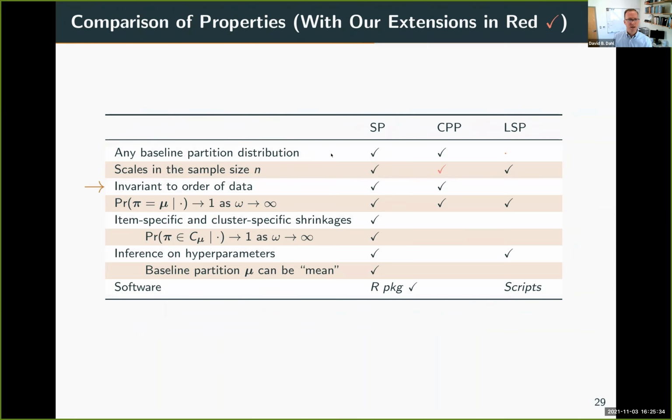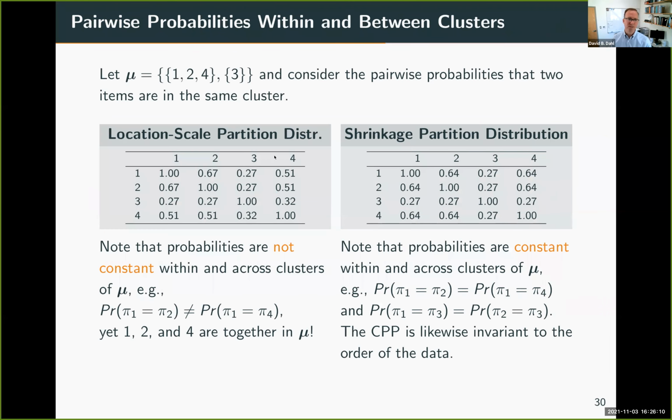Well, recall that the shrinkage partition distribution introduced a permutation to govern the order in which we allocate items into the clustering, and we put a uniform prior on that so we could then randomize over the order. That then makes our data analysis invariant to the order in which we allocate items. The CPP is also invariant to the order in which the data is presented, but the LSP uses inherently, explicitly, the natural ordering, first allocating the first item, then the second item, then the third, and then the nth item, which leads to kind of some puzzling properties.